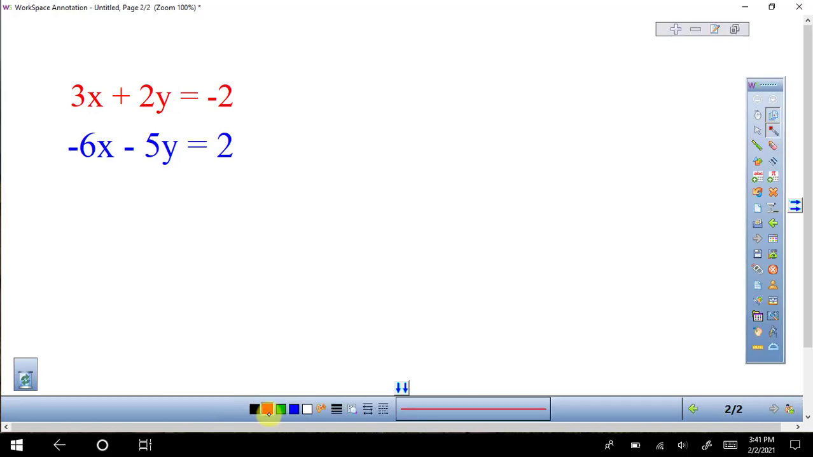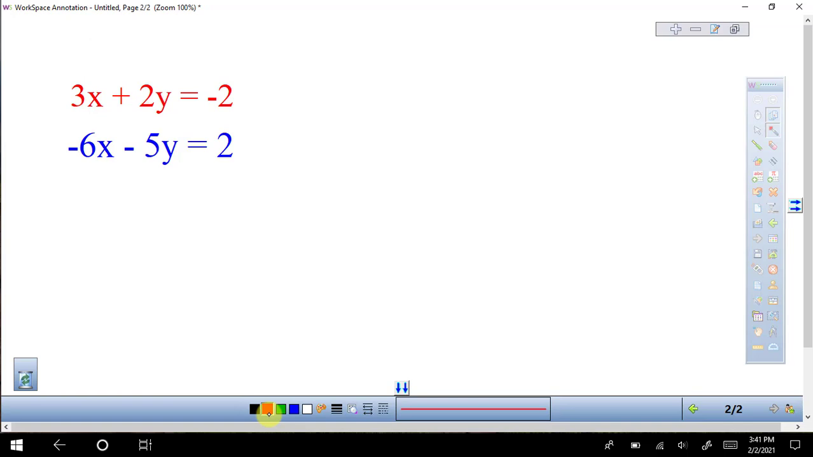We have here a system of equations that, as you can imagine, we're going to attempt to solve. So we want to find the one ordered pair that's going to work in both of these at the same time. If you recall, when we use substitution to solve a system of equations, sometimes one of our equations wasn't set up perfectly for substitution, right?